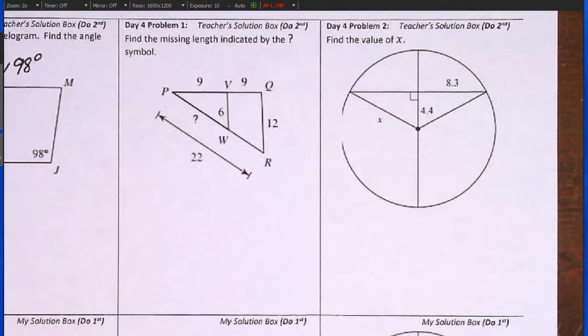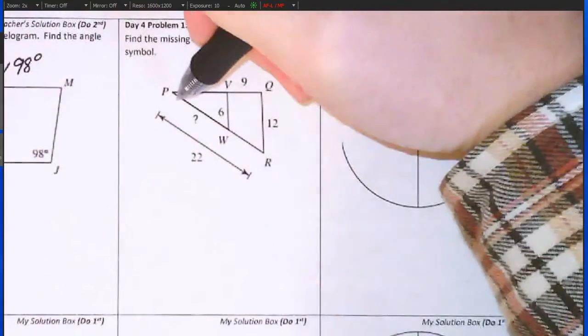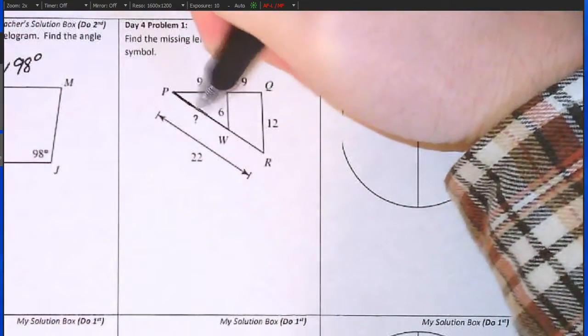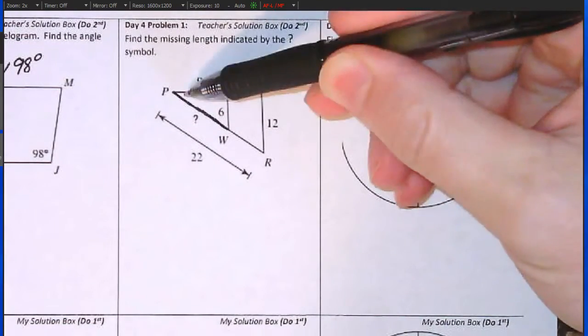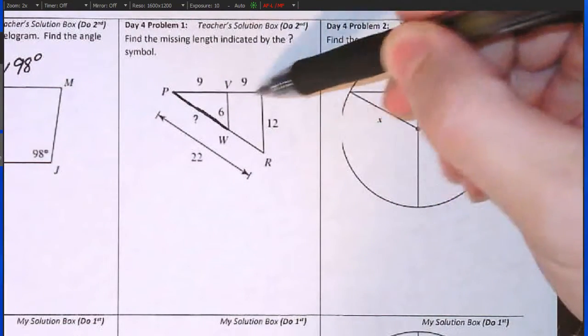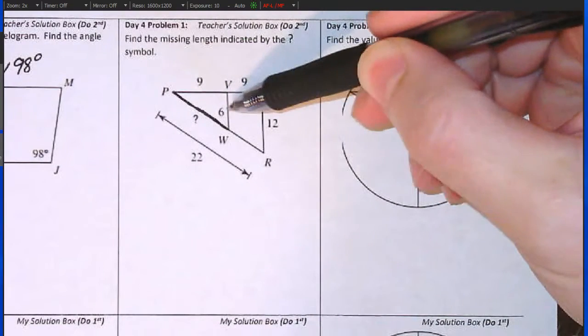Here's the answer for day 4, problem 1. Find the missing length indicated by the question mark. So we want to find how long this segment here is. Notice we have a small triangle. It's built inside of a larger triangle, and those two triangles have the same shape.